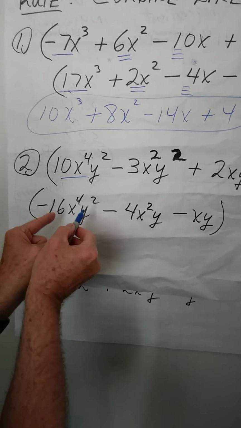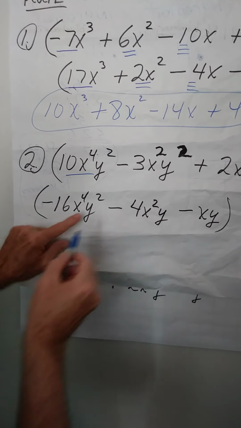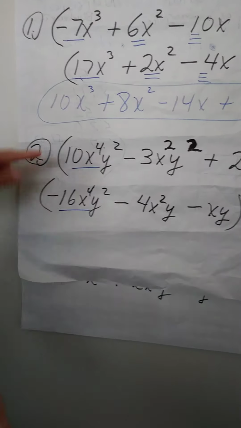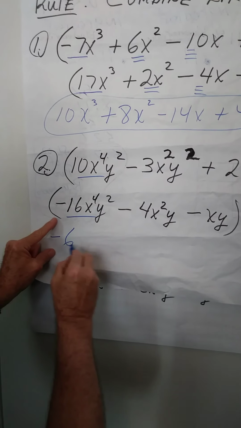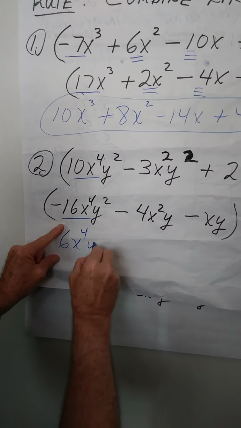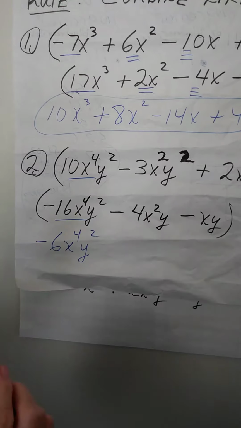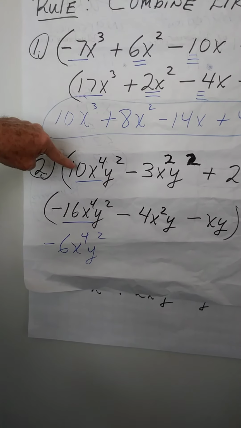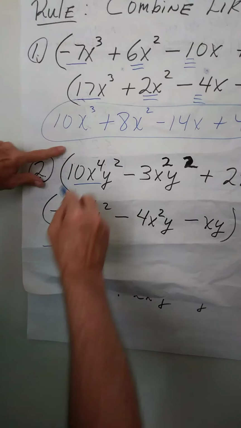I look in the other trinomial. There is another x to the fourth y squared. I'm going to combine positive 10 added with a negative 16. Negative 6 x to the fourth y to the second. Don't do anything with the exponents. They stay the same. Just add the coefficients correctly. Well, they're done.